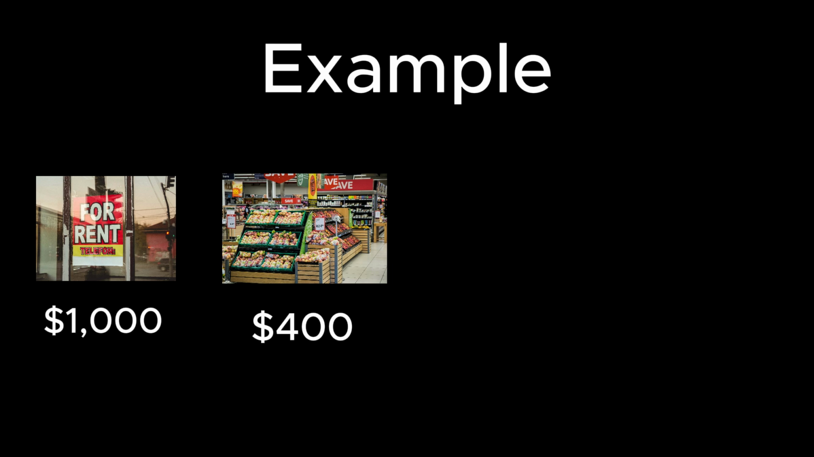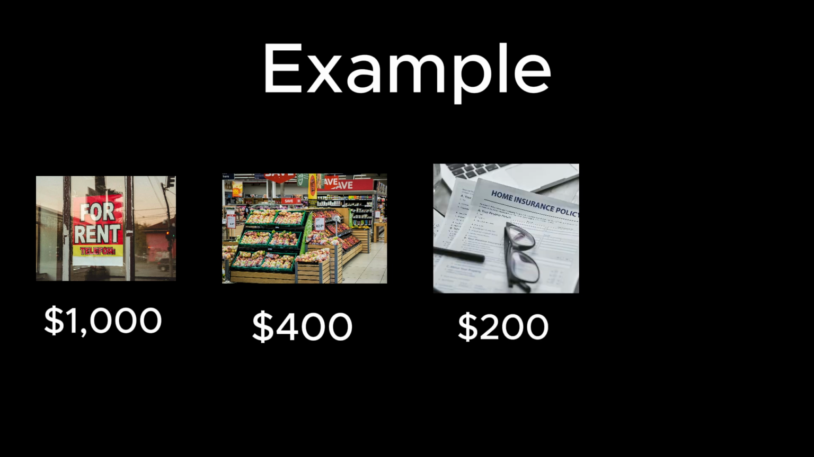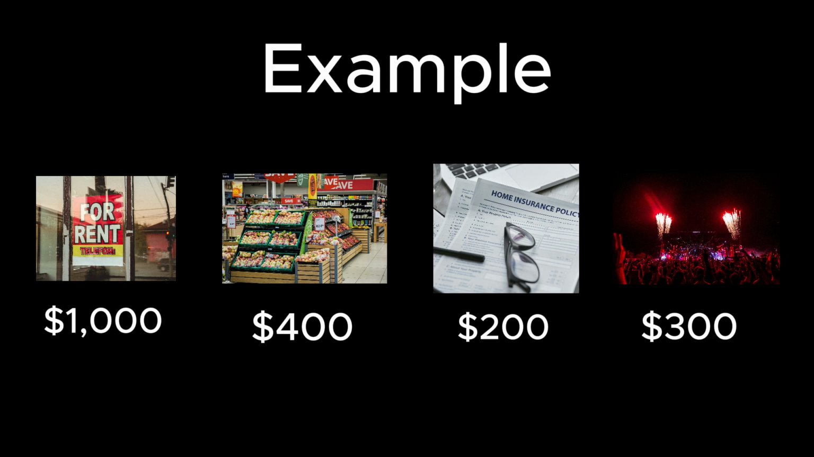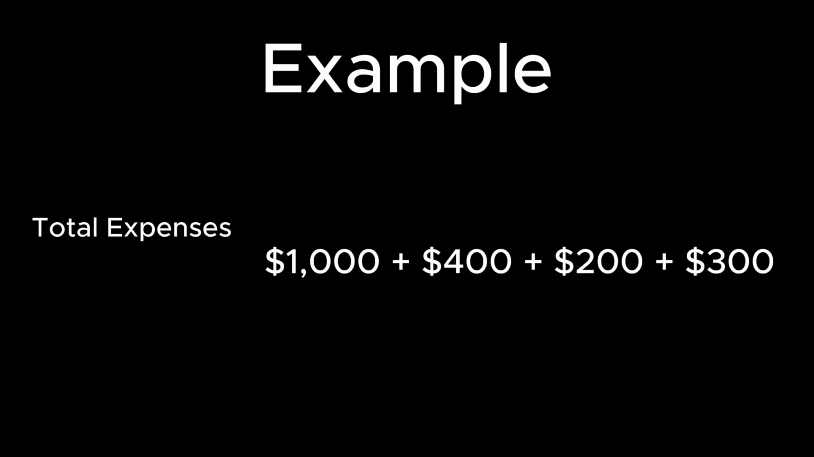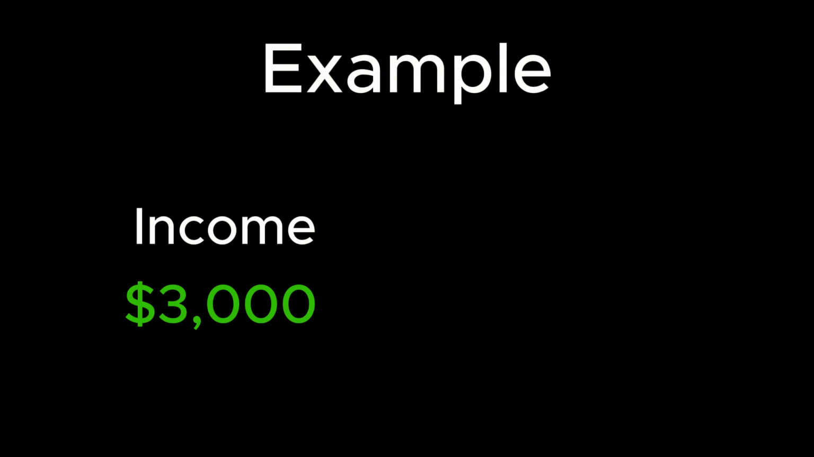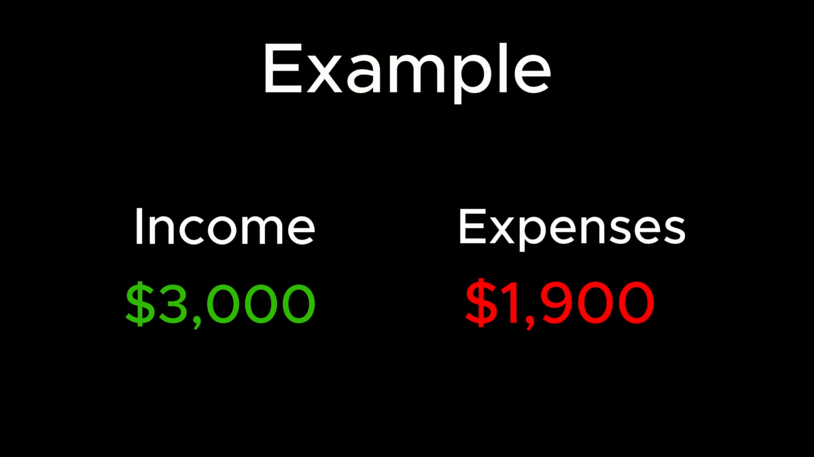For our example, let's say your expenses are rent of $1,000, groceries of $400, insurance of $200, and entertainment of $300. Now total those up. $1,000 plus $400 plus $200 plus $300 equals $1,900. So far, you've earned $3,000 and you expect to spend $1,900.